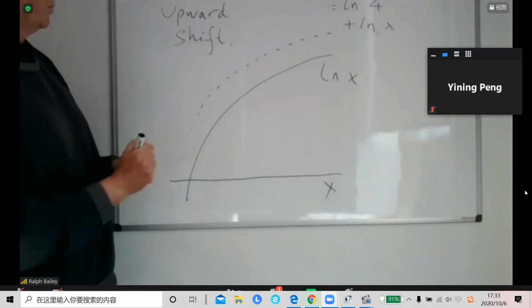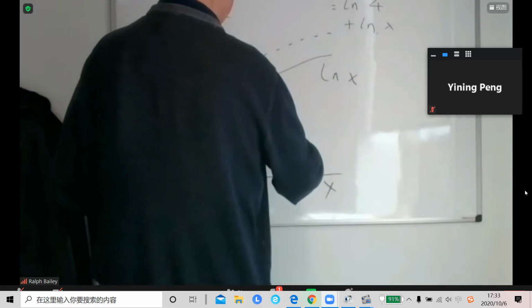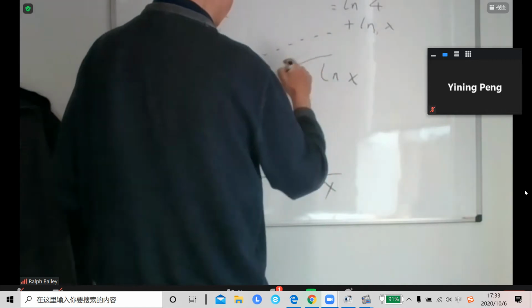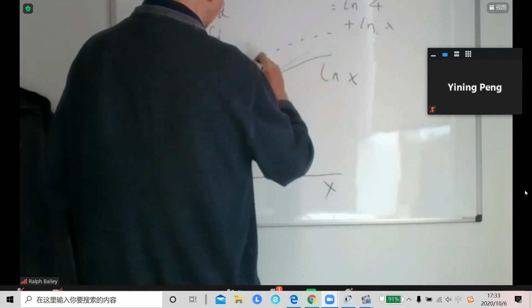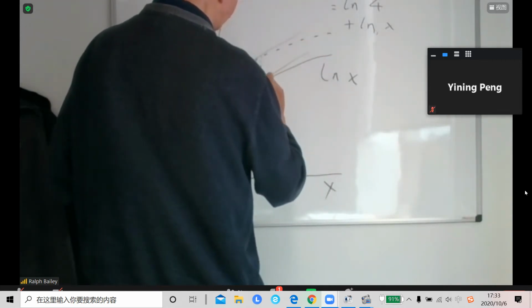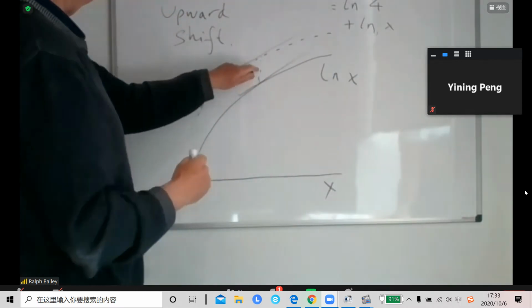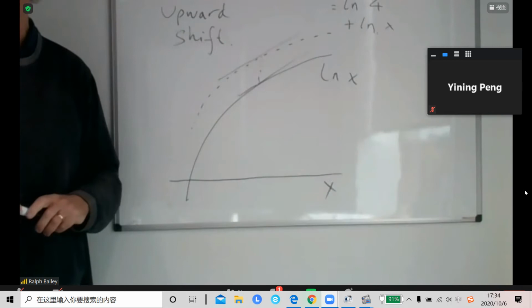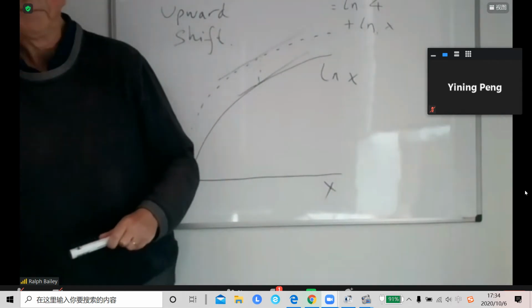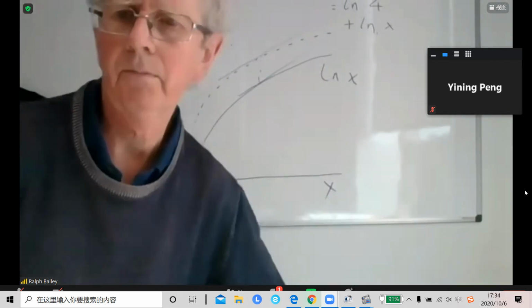And that means that if you evaluate the slope at a particular point here, it'll be exactly the same as the slope at the distance log 4 above, all the way along. So that's what the result means.